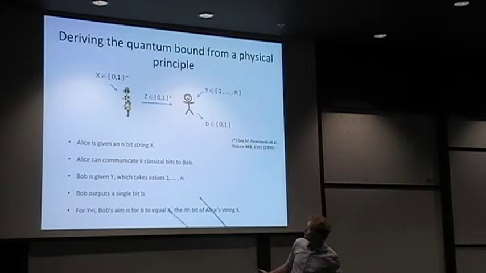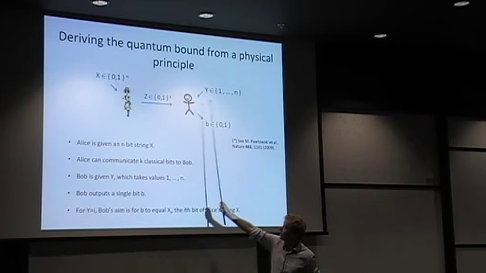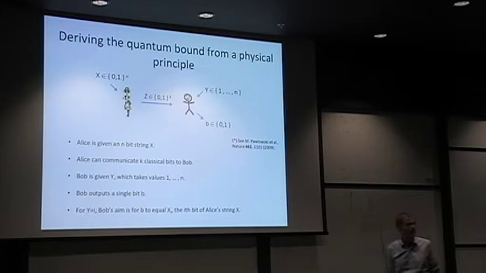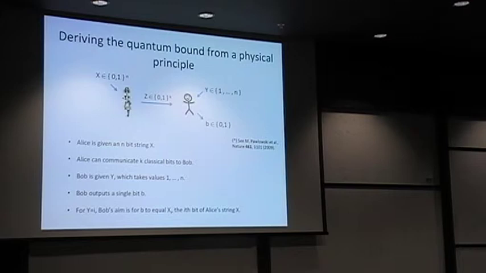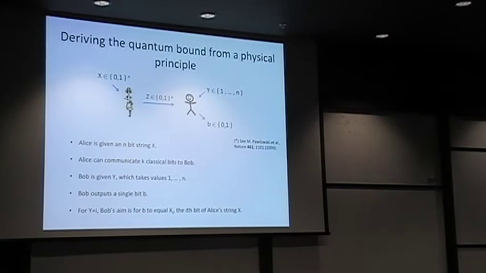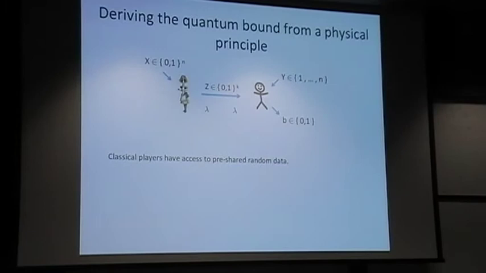And the difficulty is that Alice is limited in how much she can send to him. She can only send this k-bit string, where k is less than n. Otherwise, she'd just send him the whole thing. And also, Bob doesn't know in advance which little piece of that data he's going to want. That's what Y tells him. Okay, so again, we can think about classical players playing this game.